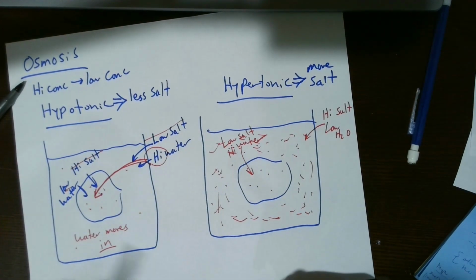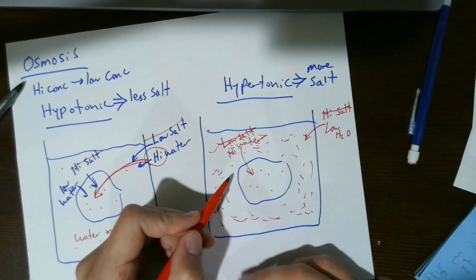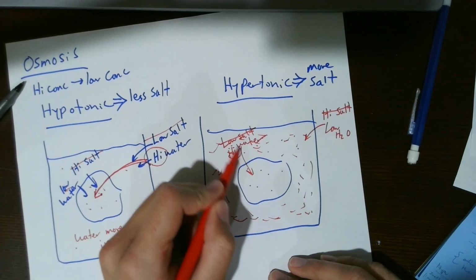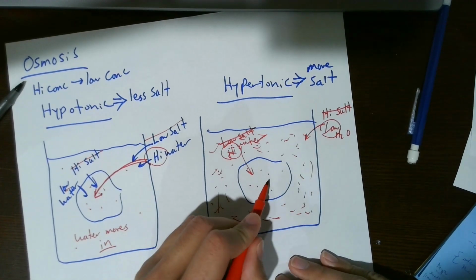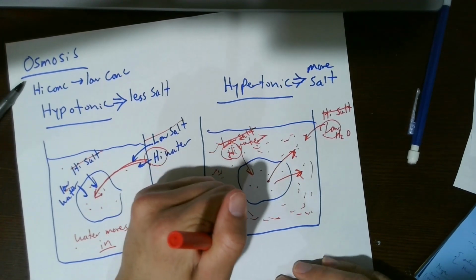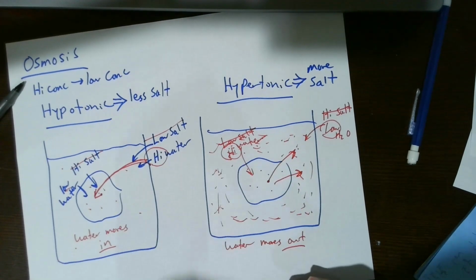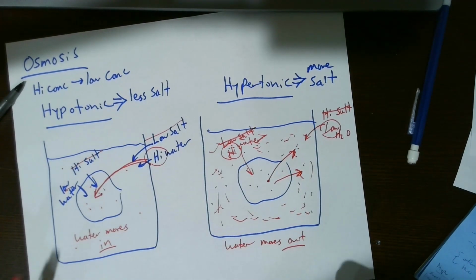So now I forget about the salt, and I just look at the water. Water goes from high to low, so water goes from the inside to the outside. So in this case, water moves out of the cell. So that's how you solve these problems.